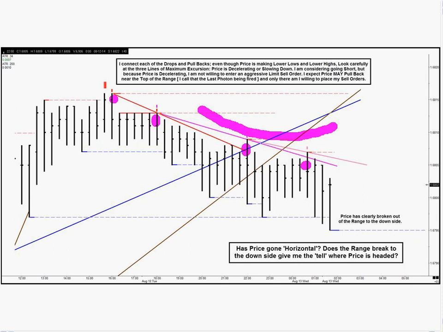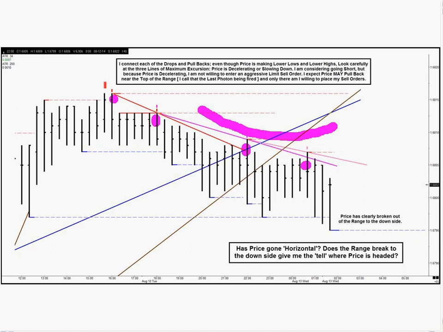Does the range break to the downside give me a tell where price is headed, for example, since it broke to the downside of my range? Is it going to make new lows? One piece of information might be these lines of force, lines of maximum excursion, are actually going faster and faster and faster.